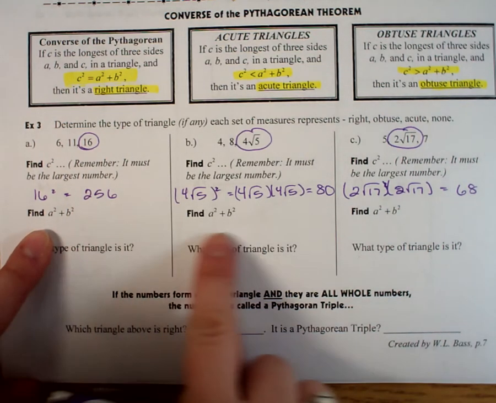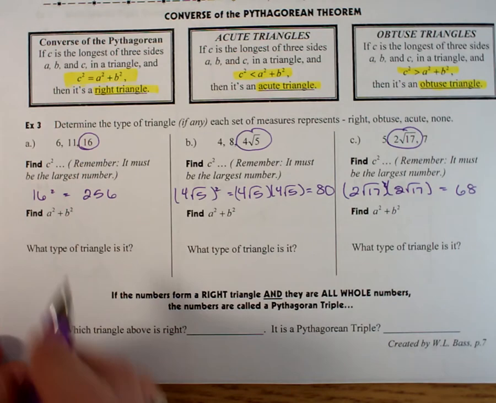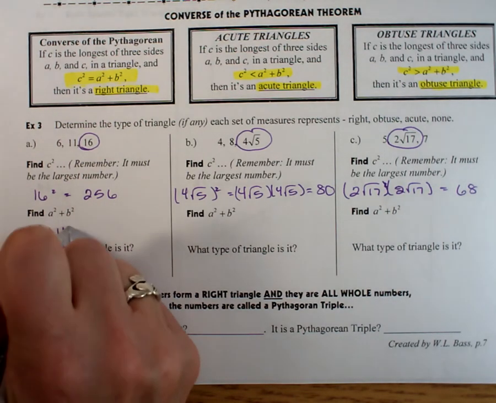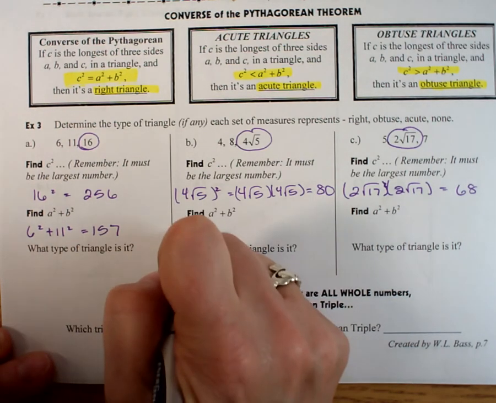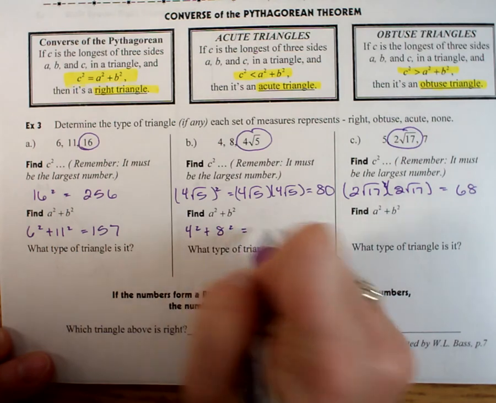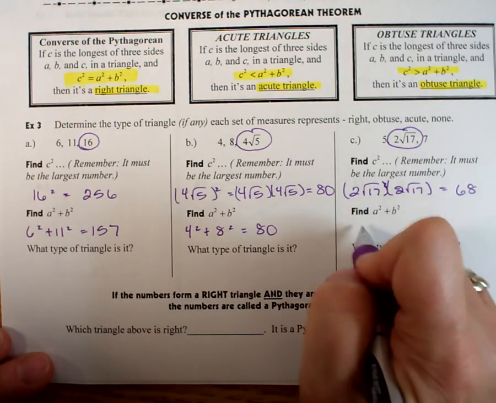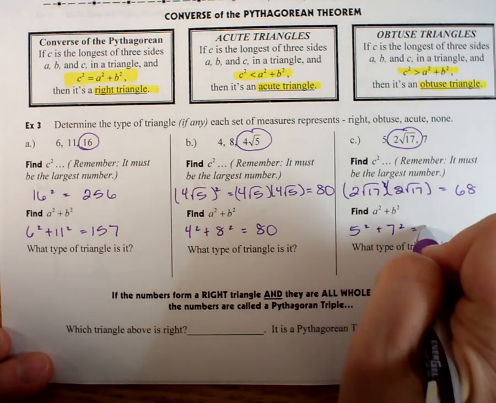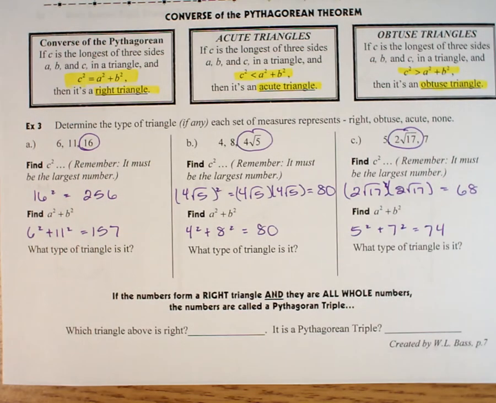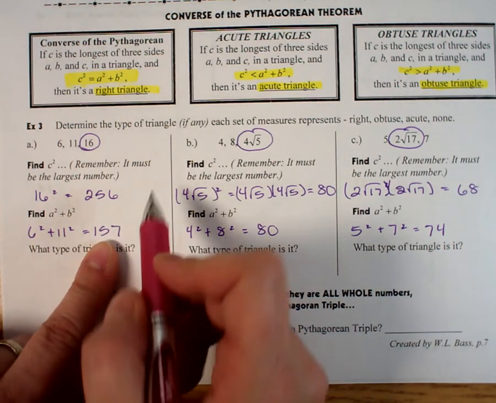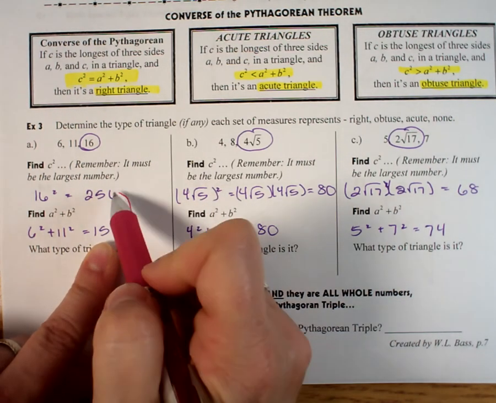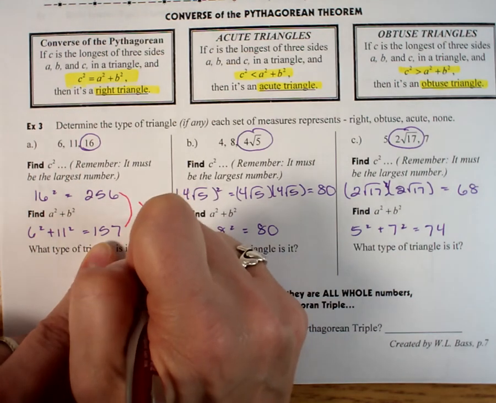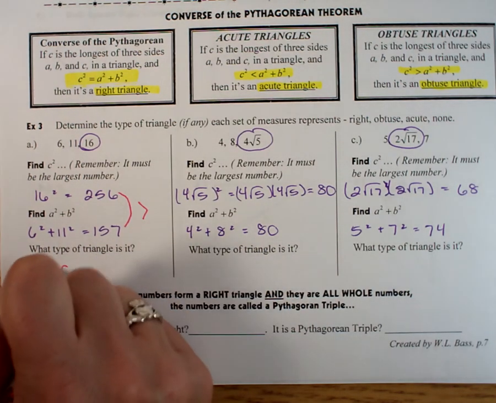The next thing we're going to do is find the sum of the squares of the remaining sides. So 6 squared plus 11 squared, working in our calculator, we would get 157. 4 squared plus 8 squared will give us 80. And 5 squared plus 7 squared will give us 74. Once you have those values, you can begin to do a comparison. On this one, when I compare my c squared to the sum of the squares of the other sides, my c squared is larger. Since the c squared is larger, my triangle must be obtuse.